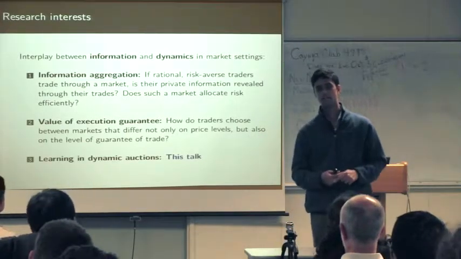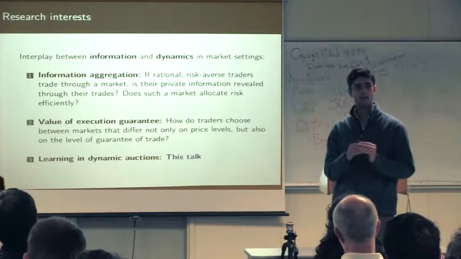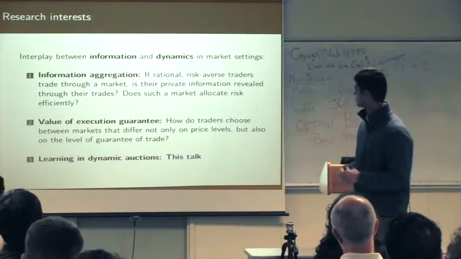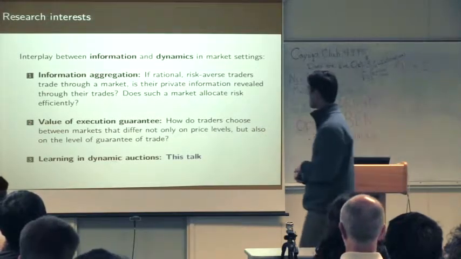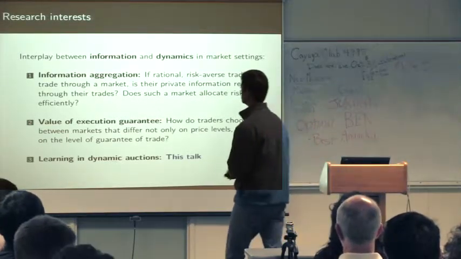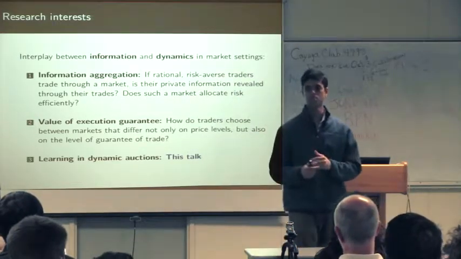In particular, I show that if the bid and the ask in the market converge over time, then the trades will reveal the private information of the traders. This is the case where all the traders have private information, so there is information asymmetry.